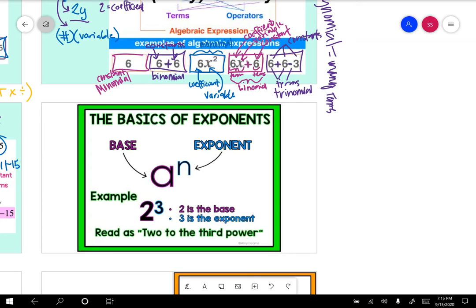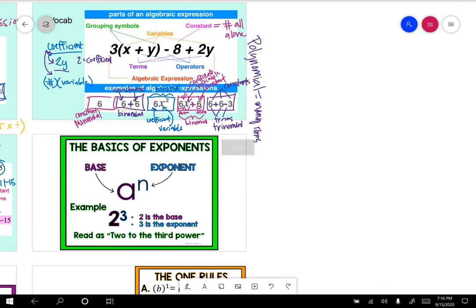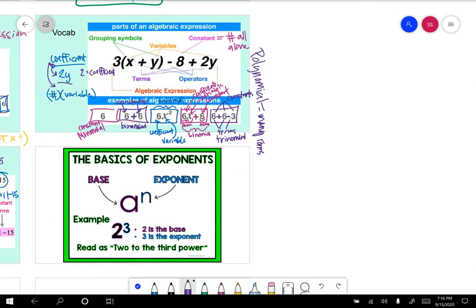Exponents. Let's talk about exponents. Whew. You might need to write down quite a few notes on this one. I did print or will print a lot of these for you, but the stuff that I add on to these slides, you might want to write down. I'm going to give myself more room.